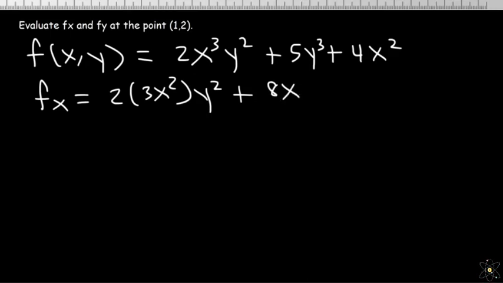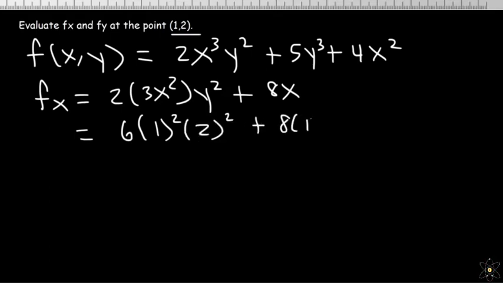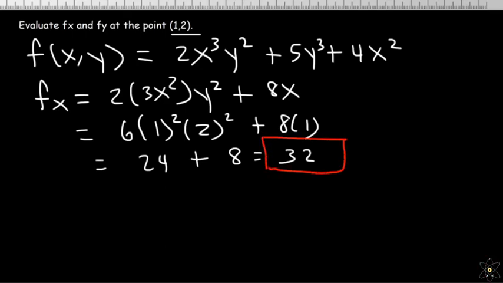So now we can plug in the point 1, 2. 2 times 3 is 6, times 1 squared, times 2 squared, and we're going to have 8 times 1. So 2 squared is 4, times 6, that's 24, plus 8, so that's 32. So that's the value of the first derivative with respect to x at the point 1, 2.